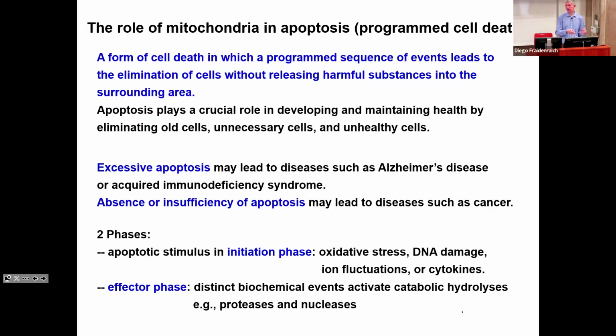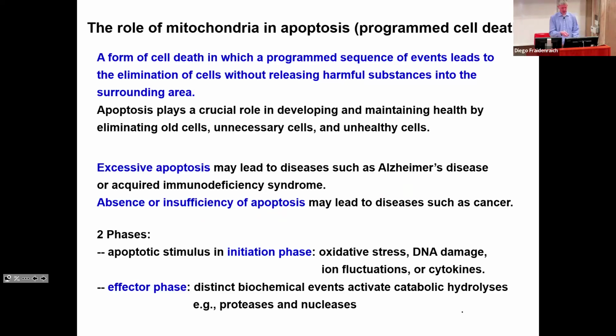There could be too much apoptosis, there could be too little. That's not good in either way. Excessive apoptosis would be, for example, what you see in neurodegenerative disease or in some immunodeficiency syndromes. Absence of apoptosis, or too little of it, for example, would benefit cancer cells to develop and spread.